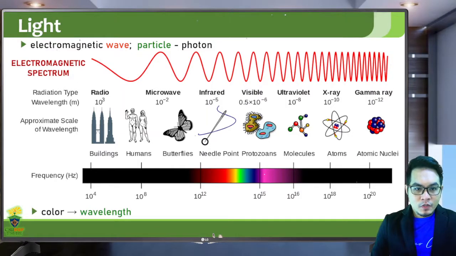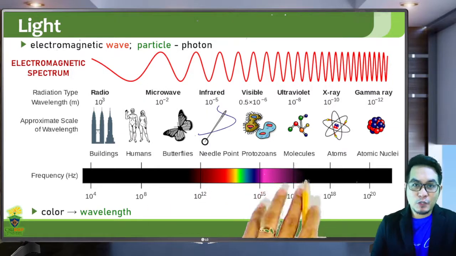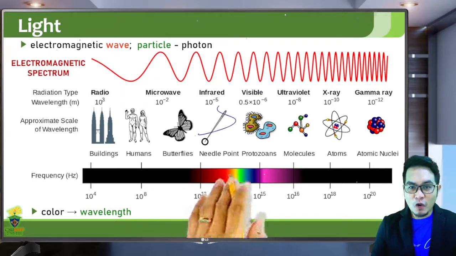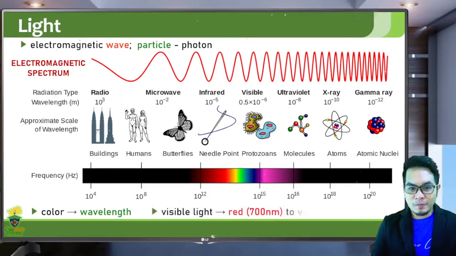So when we see color, that's actually one wavelength of light. In the visible range, red is usually around 700 nanometers. It has a longer wavelength compared to violet, which usually has a wavelength of 400 nanometers. But again, lower wavelength means higher energy. So the visible light is from red, 700 nanometers, to violet, 400 nanometers.